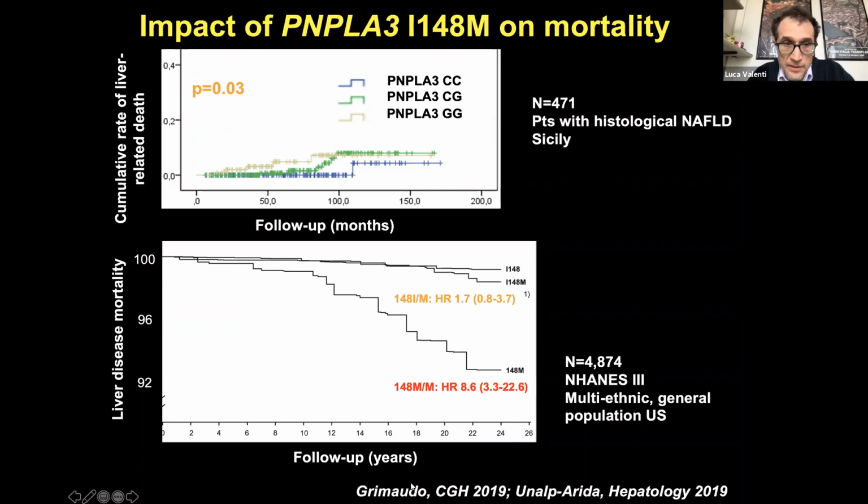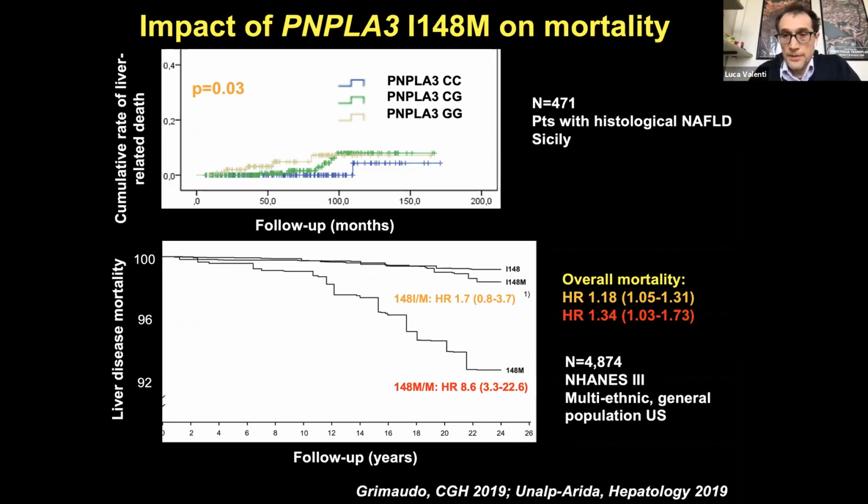You can see here that liver disease mortality was increased by more than 8-fold in individuals homozygous for the PNPLA3 risk variant in the US population, which is a huge increase in the risk of liver disease. And this was also associated with an increased risk of overall mortality in the general population, including in this study, which was on average overweight, therefore at high risk of developing fatty liver disease.